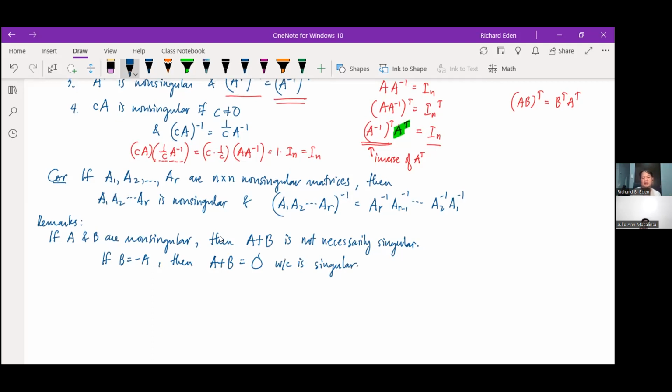But of course, it is also possible that A plus B is non-singular. If B is equal to A, then A plus B will simply be double the matrix A, which is non-singular. So when it comes to the sum of two non-singular matrices, the sum can be singular or non-singular.